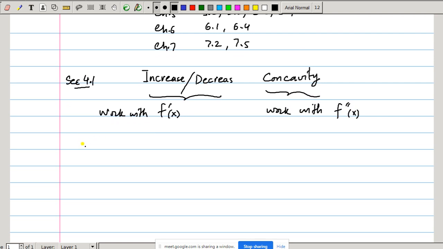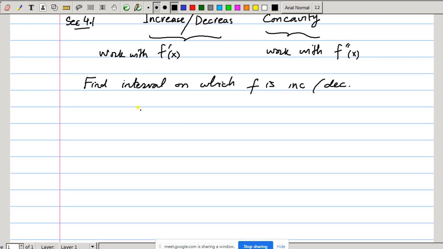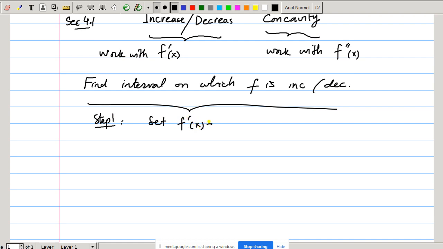if they ask you to find intervals on which f is increasing and the intervals on which f is decreasing, okay, what you need to do first of all, step one, is find the points where your first derivative is zero, because for increase I need f prime to be positive.